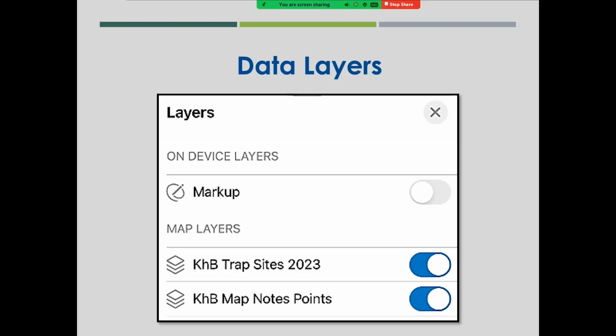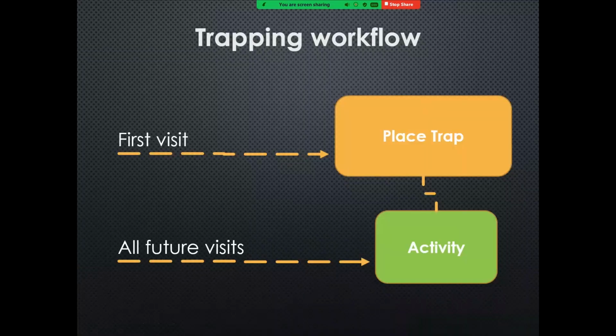So let's talk about the trapping workflow. How does that work with these layers? Well, in a basic trapping workflow, on the first visit you physically place a trap in a location, and that is a data entry on that main map layer, the trap sites 2023 layer, where you enter that the trap has been placed at that location. And then all future visits to that site are labeled as trap activities.